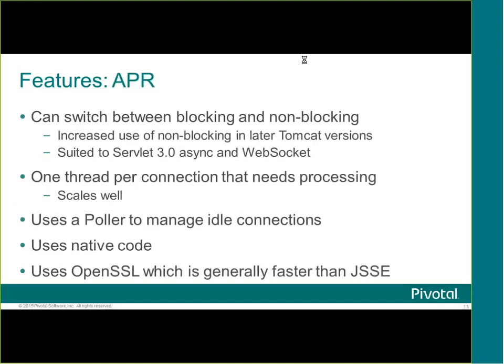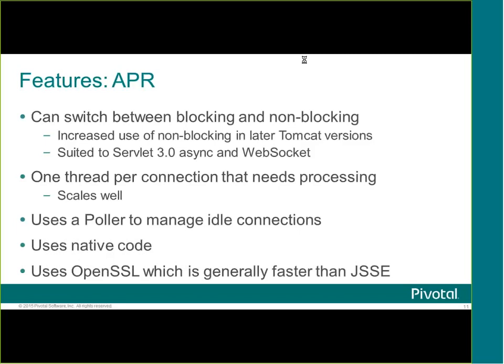If we look at APR, that has the advantage that it can switch between blocking and non-blocking. And we've actually taken increased advantage of the non-blocking features in later Tomcat versions, not just for the servlet 3 async, the non-blocking I/O and the WebSocket, but also for other parts of the standard servlet processing in Tomcat that just lets us be that little bit more scalable. It only uses a thread when a connection actually has some data that needs processing. So that gives you much greater scalability than BIO, which always had to have 1 thread per connection.